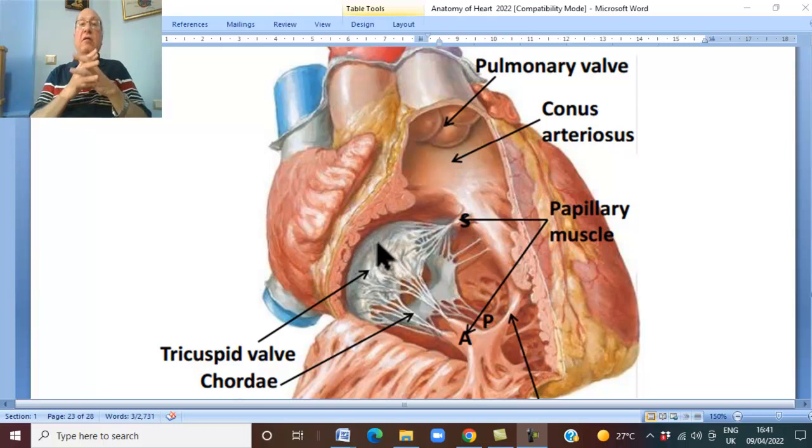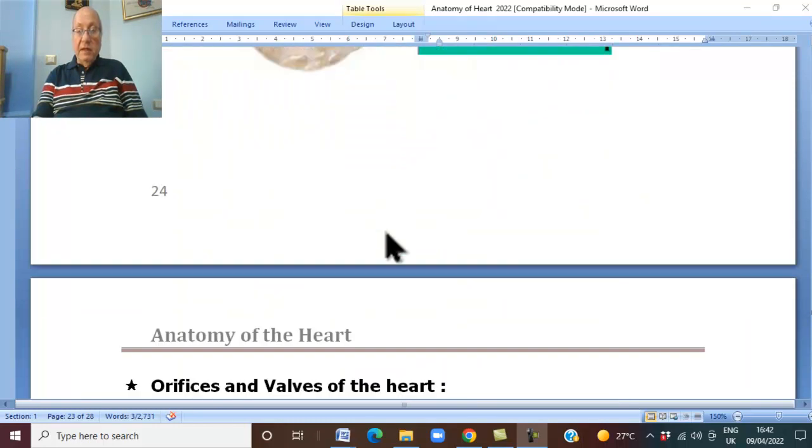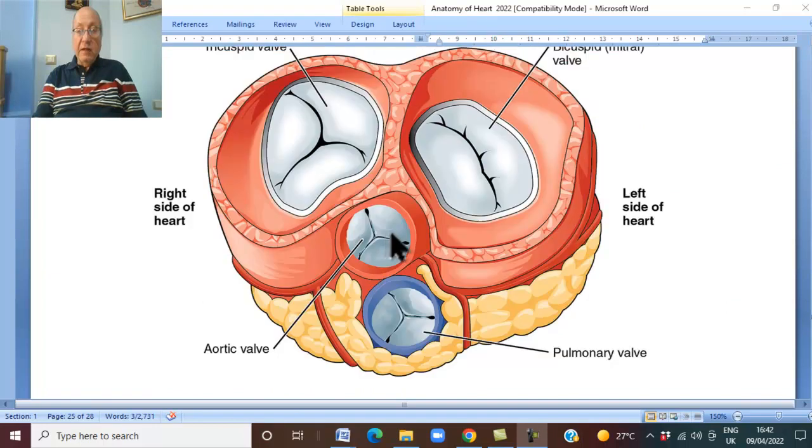This right atrioventricular orifice allows the passage of the tip of three fingers. Each atrioventricular orifice is surrounded by a fibrous ring. Each atrioventricular orifice, and each orifice in the heart, is surrounded by a fibrous ring.